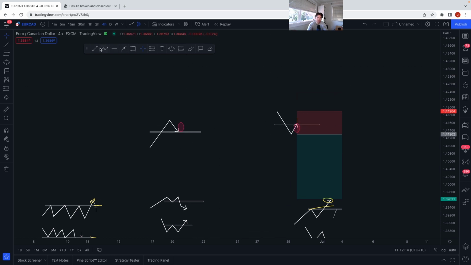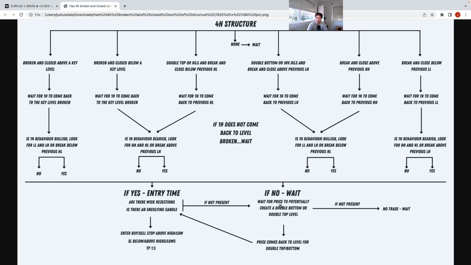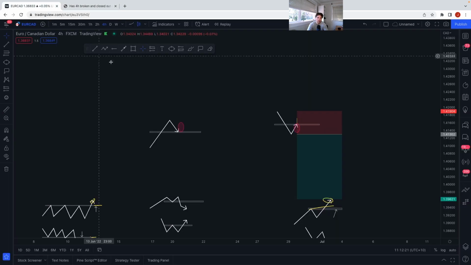I'm just not going to take the trade, and I move to wait for price to potentially create a double bottom or a double top on that level. So we don't get wick rejections the first time. Let's see if price can come back and do the same thing, create wick rejections and an engulfing candle.